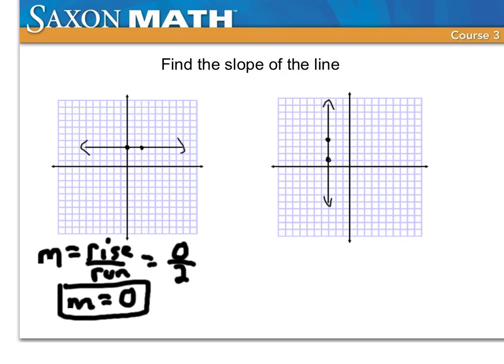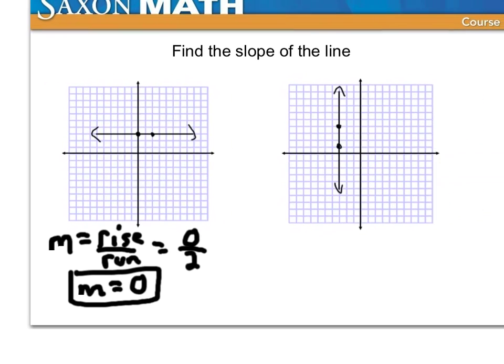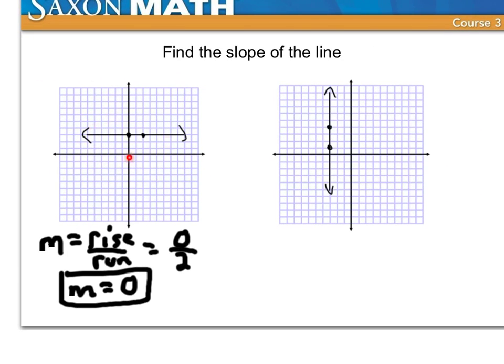Okay? And this is a horizontal line. And we'll talk about horizontal lines in just a second. We'll tell you something special about all horizontal lines. Let's look at this line over here. This is a vertical line.